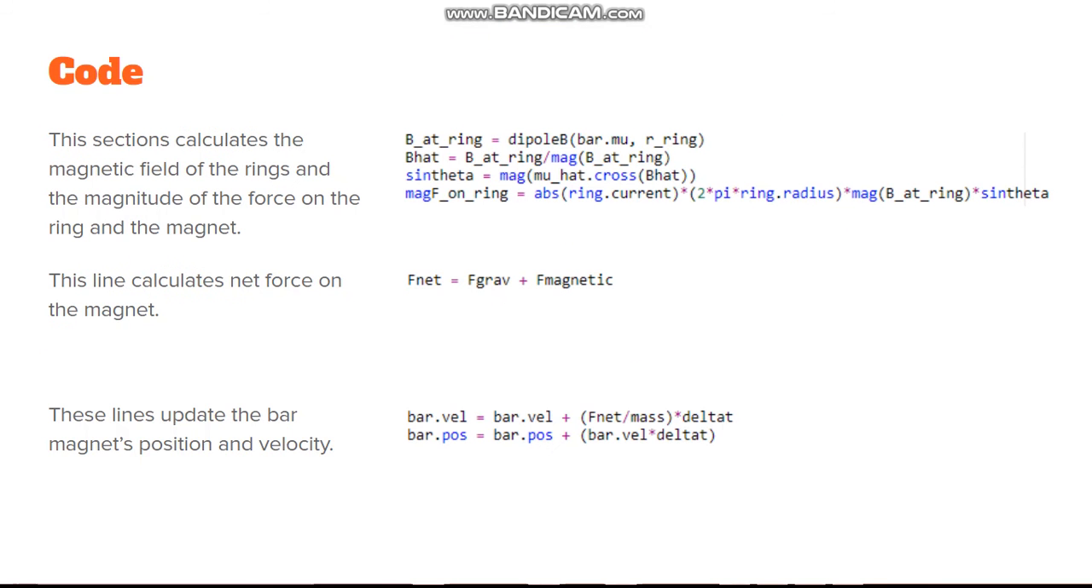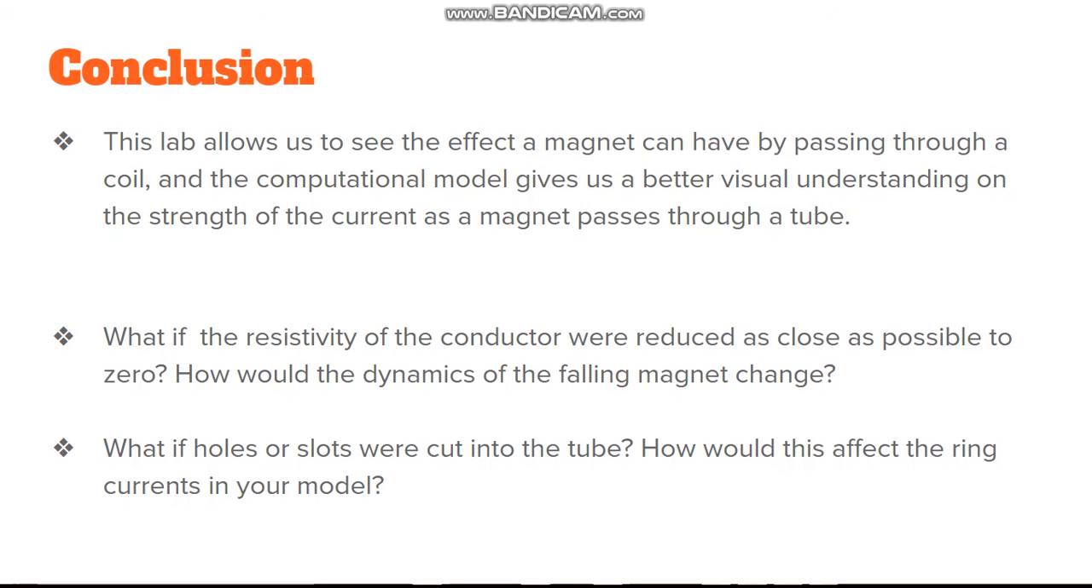This section calculates the magnetic field of the rings and the magnitude of the force on the ring and the magnet. This line calculates the net force on the magnet, and these lines update the bar's position and velocity. In conclusion, this lab allows us to see the effect a magnet can have by passing through a coil, and the computational model gives us a better visual understanding on the strength of the current as the magnet passes through a tube.